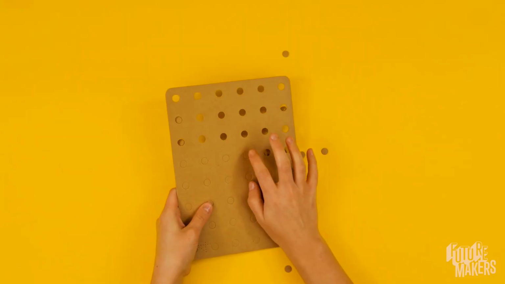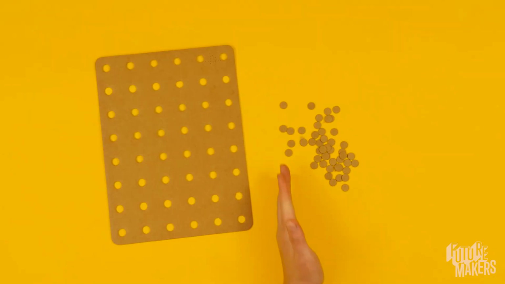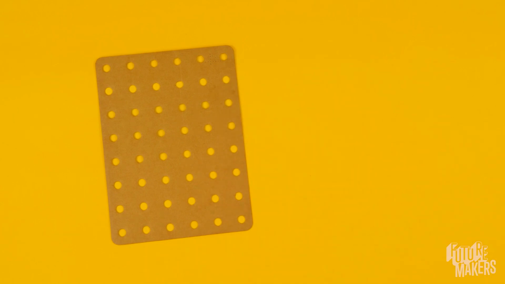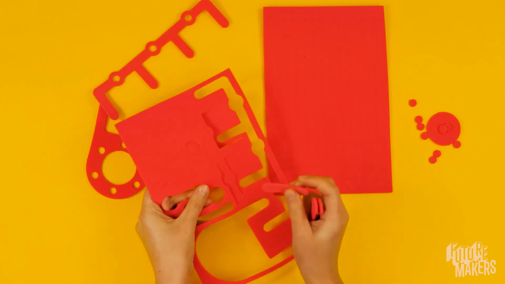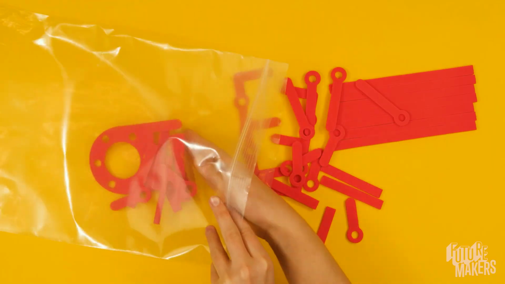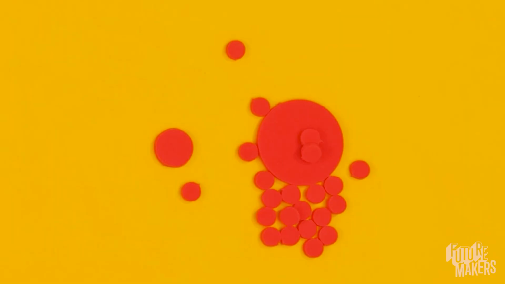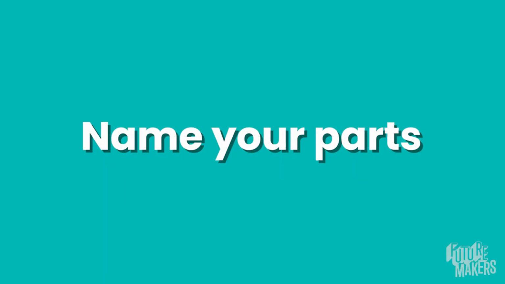First, have your learners take one board, remove all the dots, and recycle them. Next, prepare the foam parts. Remove all the shapes from both sheets. Store them in the bag once they're taken apart, and dispose of any foam scraps.